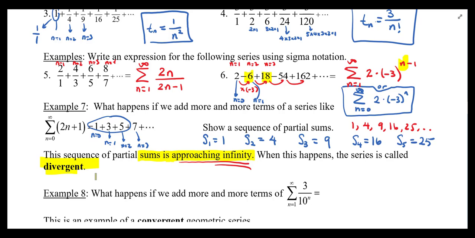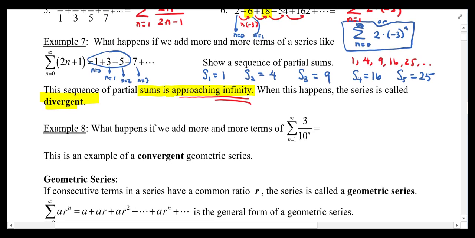Now, converse to that, we have example number 8. Looking at example number 8, I'm going to ask you to write out the terms and start doing the partial sums, and let's see what happens here. When n equals 1, I get 3 over 10. When n equals 2, I get 3 over 100. n equals 3 is 3 over 1,000, and so on and so forth.